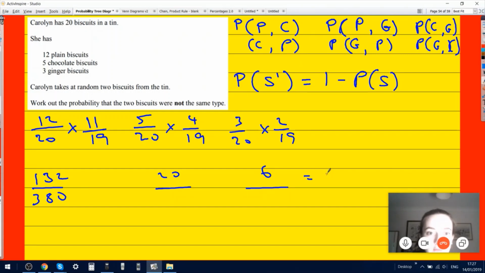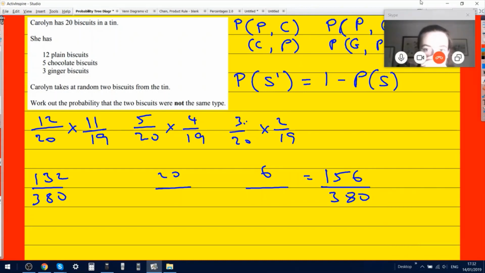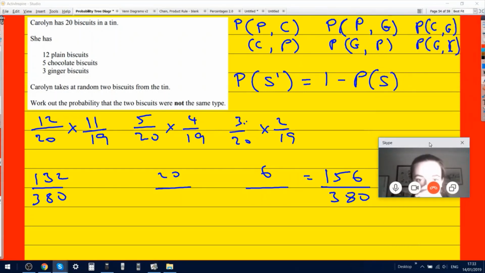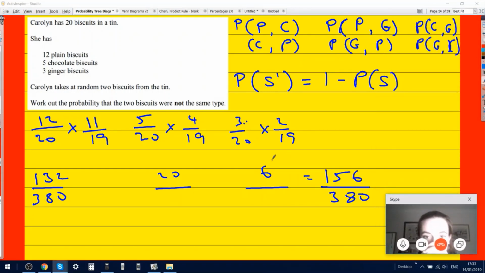The screen is frozen. So I think it's 156 over 380. So does it just load in a second? Is that what happens? Or do I need to? I don't know. Okay.